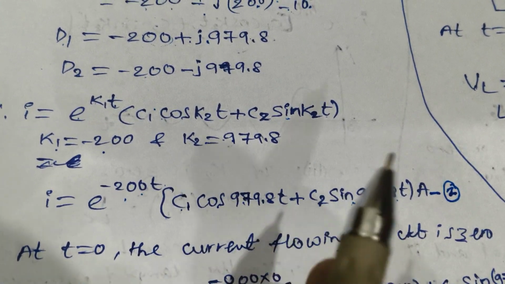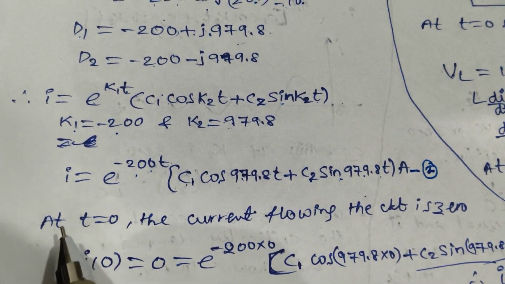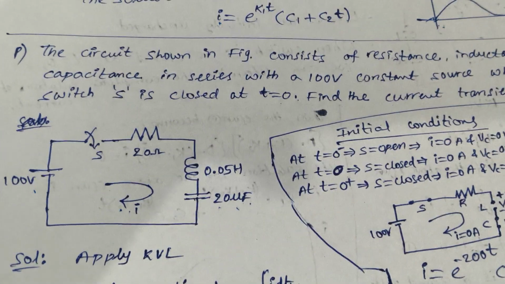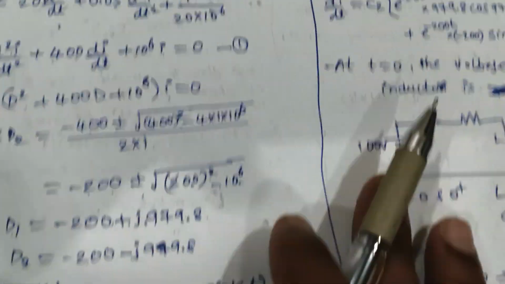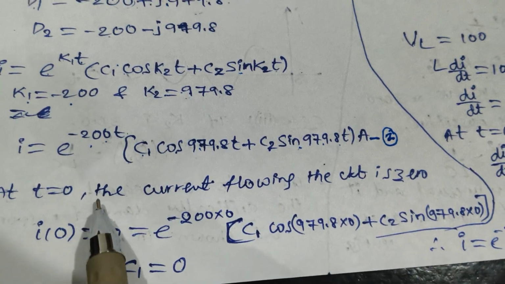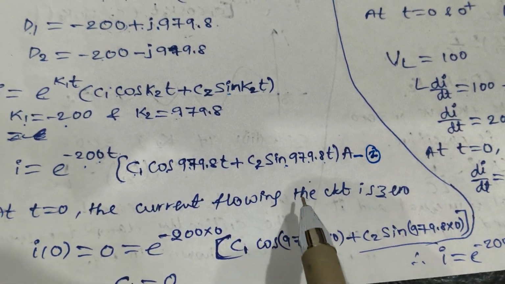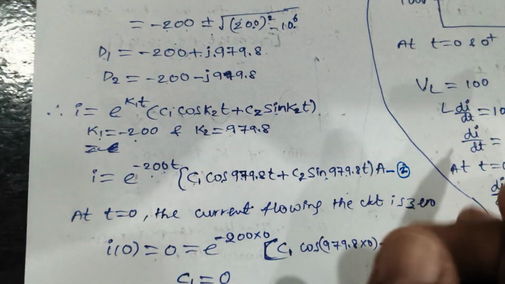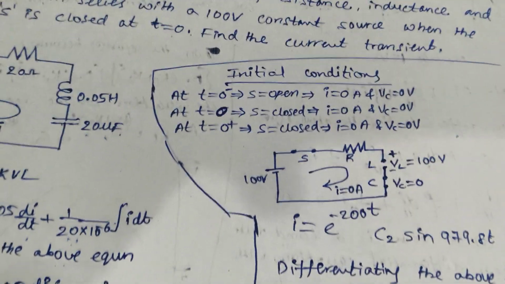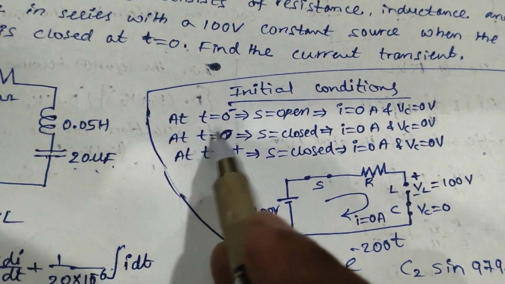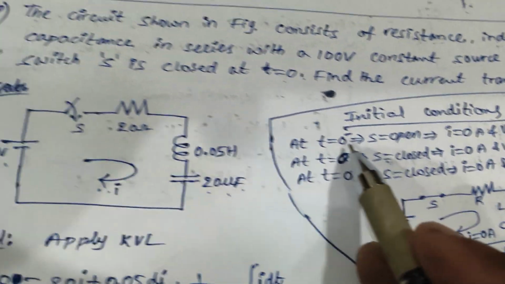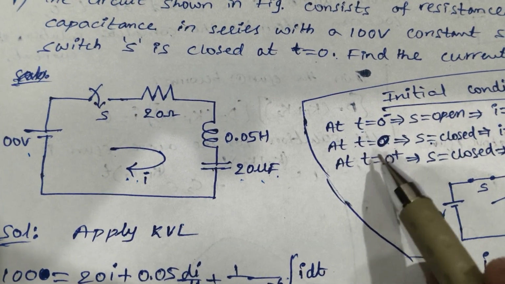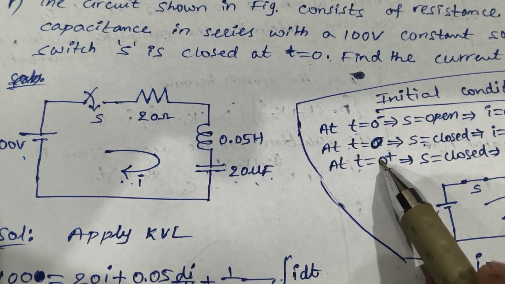How to find out C1 and C2? By using the initial conditions. As per the problem statement, the switch is closed at t is equal to 0. At t is equal to 0, when the switch is closed, the current flowing through the circuit is 0. Because what are the initial conditions? At t is equal to 0 we are closing the switch, but before that, the switch is open. That means t is equal to 0 minus and t is equal to 0 plus are the transient conditions.